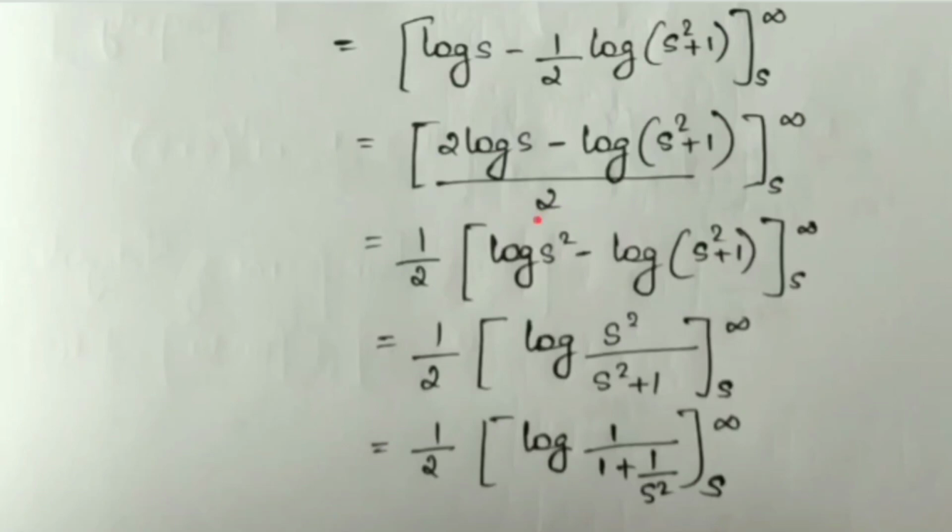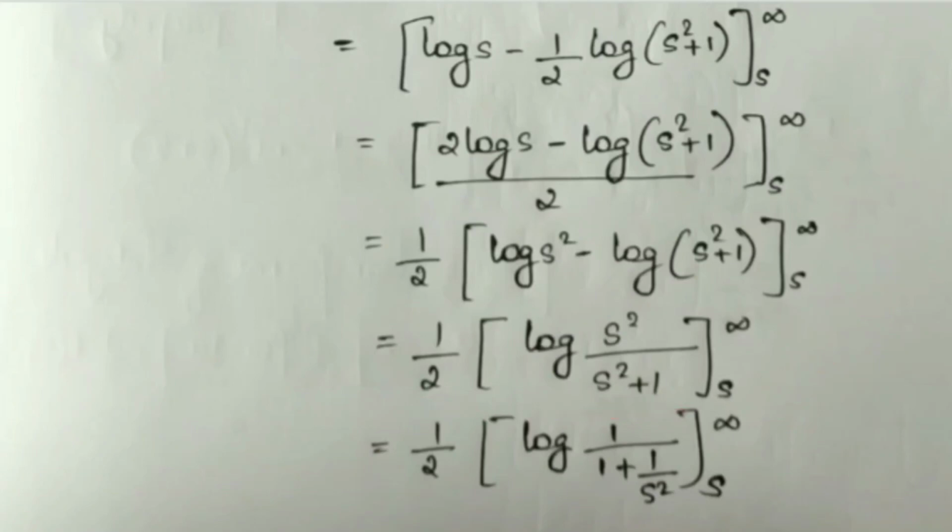Now, we will take this 1 by 2 outside. Now, a log b is given by log b raised to a. So, 2 log s will be given by log s raised to 2. So, log s square minus log s square plus 1 within the limits s to infinity. Therefore, 1 by 2 into log a minus log b is given by log a by b. So, we can write it as log s square by s square plus 1 within the limits s to infinity.